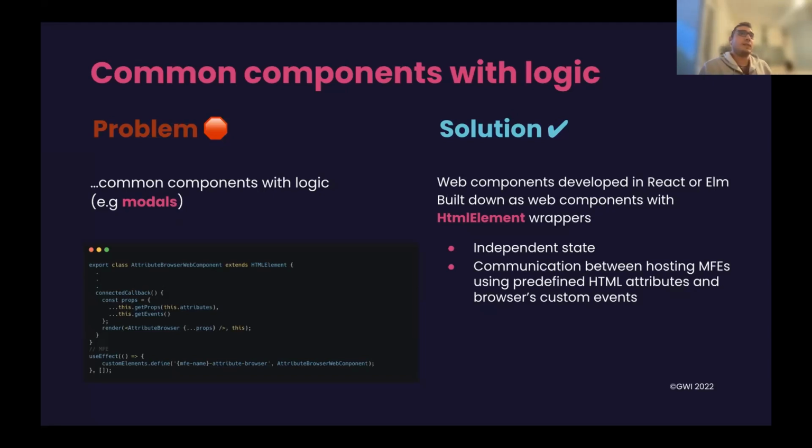The solution that we found, which hasn't helped us a lot, but it did sure solve the problem back then, and still does, is that we create our implementations in either React or Elm, and as a next step, we build them down as web components using HTML element wrappers. How do we communicate with those common components? We can pass some state to them by overriding some of their HTML attributes. And also, we can get data back from them using browsers' custom events.